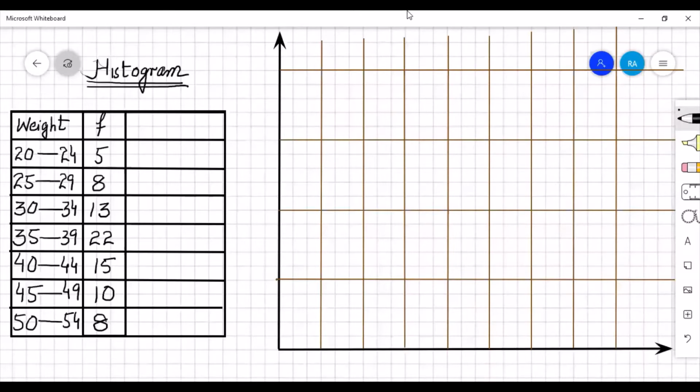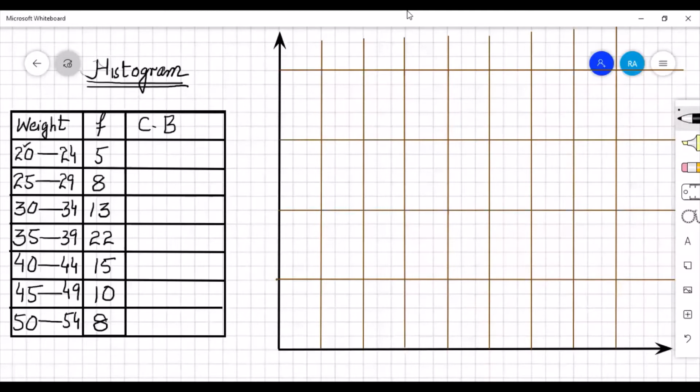So to draw histogram, first of all, we obtain class boundaries. Class boundaries are necessary for the drawing of histogram. Class boundaries can be obtained by subtracting 0.5 from the lower class limit.